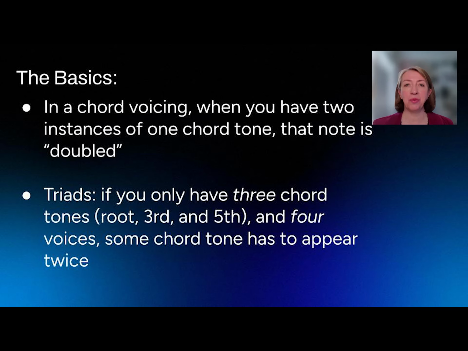In a chord voicing, when you have two instances of one chord tone, we call that note doubled. Now, if you have a triad, there are three different chord members, the root, the third, and the fifth. And if you're doing standard four-voice part writing, you have four voices, soprano, alto, tenor, and bass. Since you only have three chord tones and you have four voices, some chord tone has to appear twice.